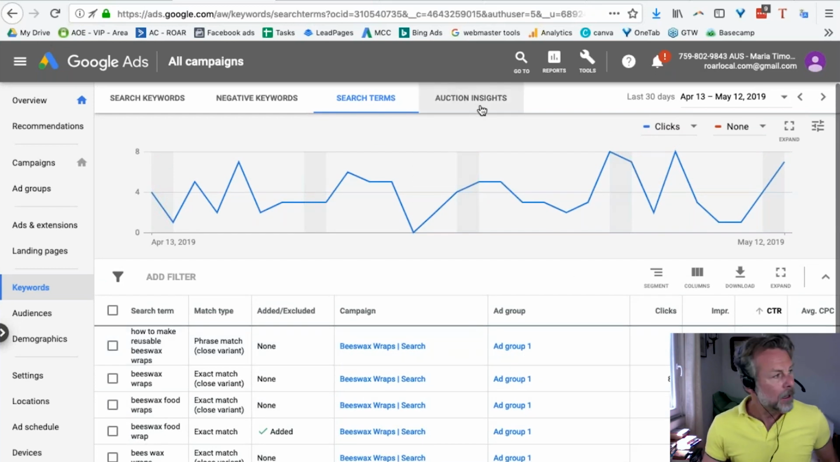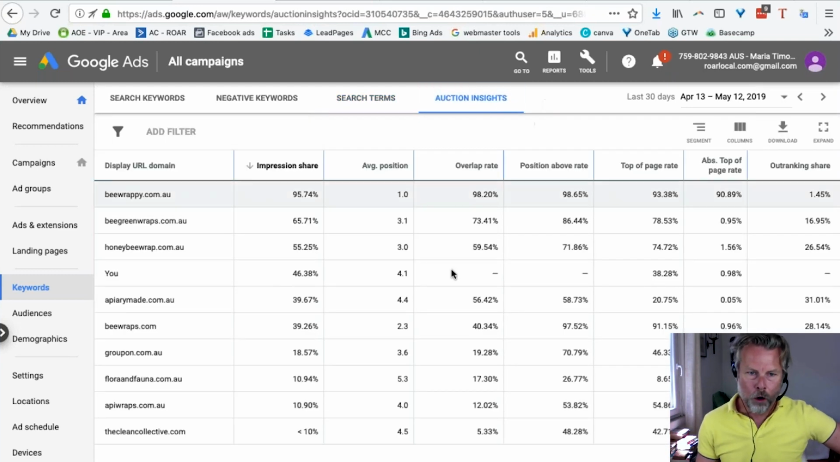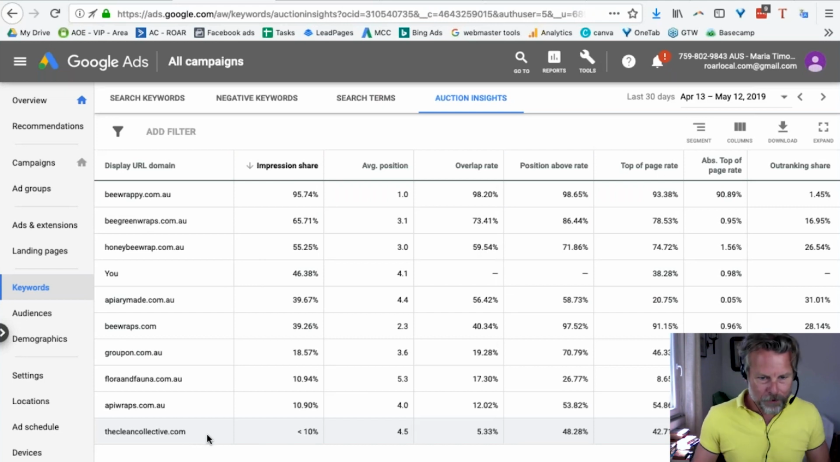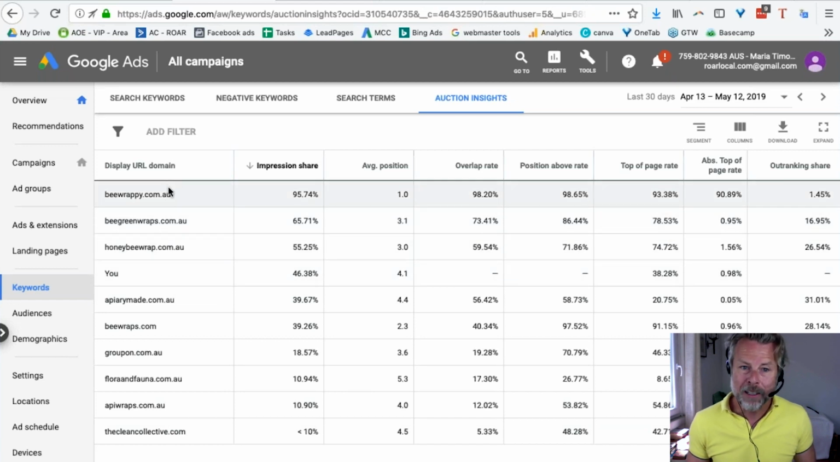Now let's start doing our optimization. To do that, the first thing we want to check is how often our advert is showing for our given search terms. So we do that in Auction Insights. So here's all of the competitors. I love Google, holy shit. So here's all the competitors. Actually, let me save this too.